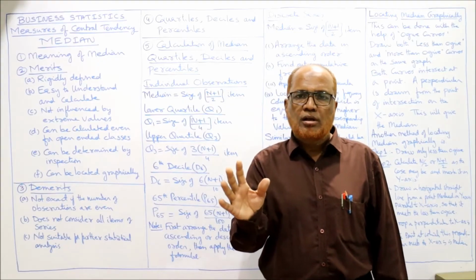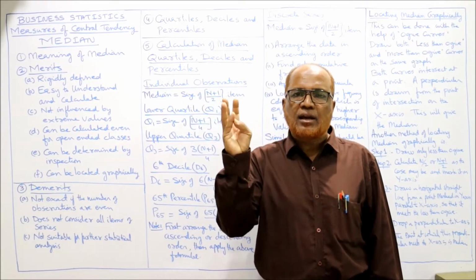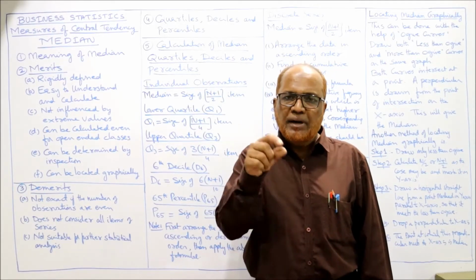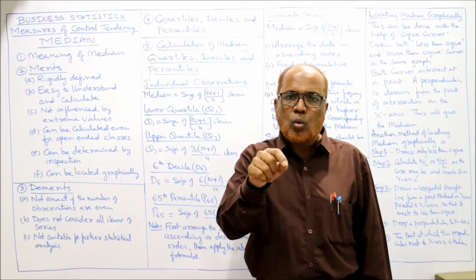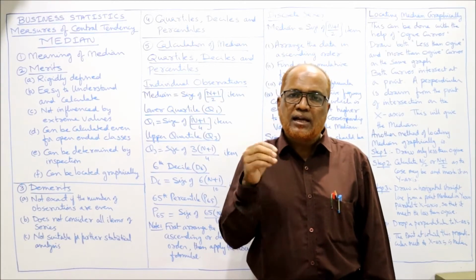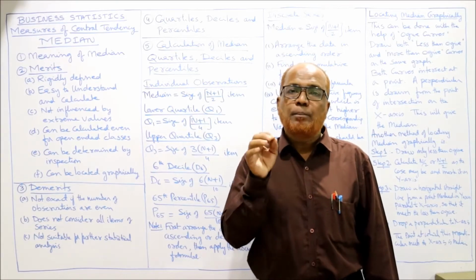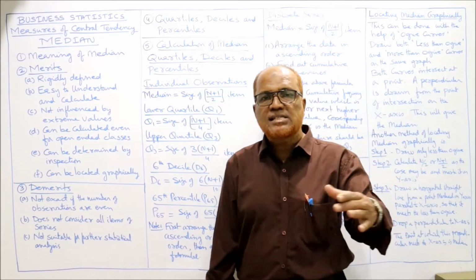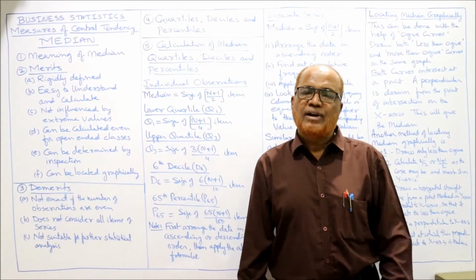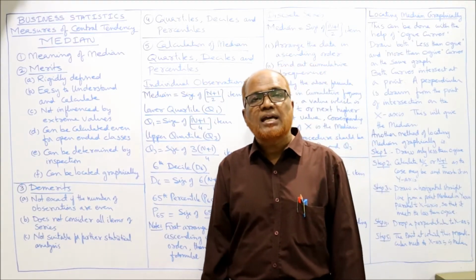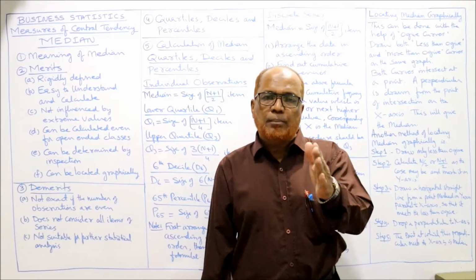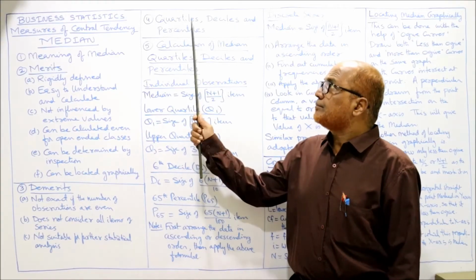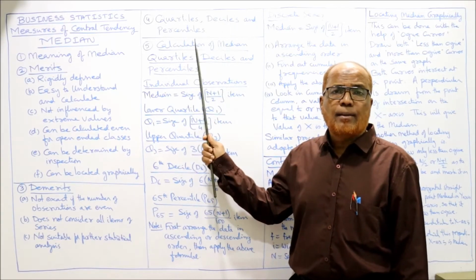The procedure, the method of calculating median, quartiles, deciles is the same. Only the difference is, in median we take 2 parts. In quartile we take 4 parts. In decile we take 10 parts. In percentile we take 100 parts. So percentile will divide the series into 100 equal parts. So there are 99 percentiles: P1, P2, P3, P4 like that, it will go up to P99. So this is all about quartiles, deciles and percentiles.